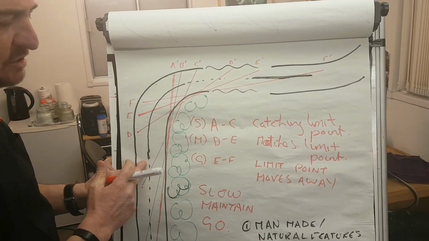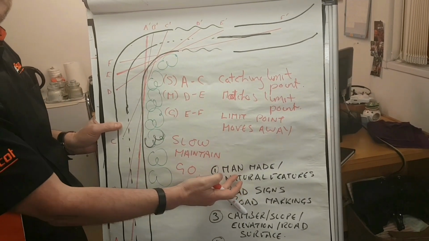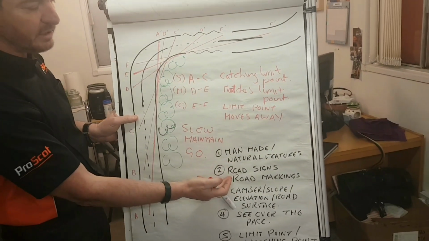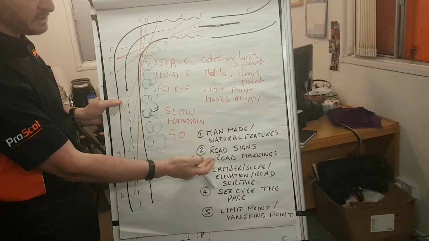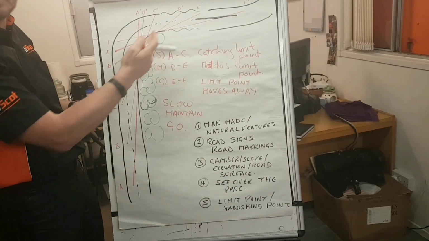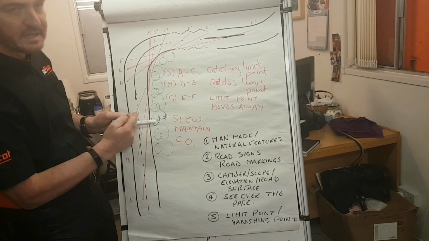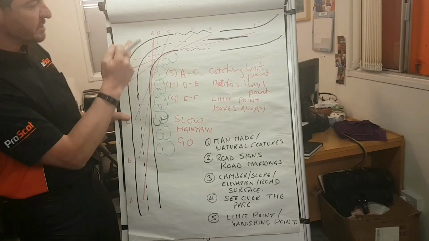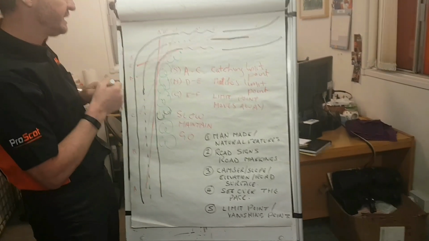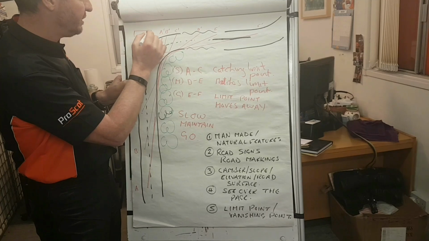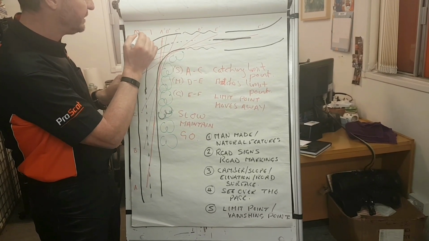There's a number of other factors that you'll be using. You'll be looking at man-made and natural features. You'll be looking at any road signs and any road markings that were present. For example, is there a sharp bend warning sign? Was the word SLOW across the road? Was there maybe black and white chevrons? I saw an accident the other day where I've got the wrong colour pen, but you get the idea.